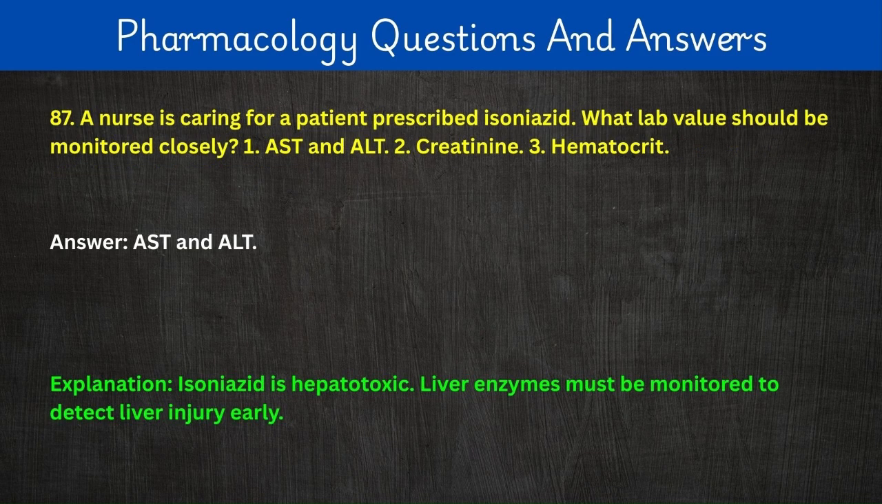87. A nurse is caring for a patient prescribed isoniazid. What lab value should be monitored closely? 1. AST and ALT. 2.